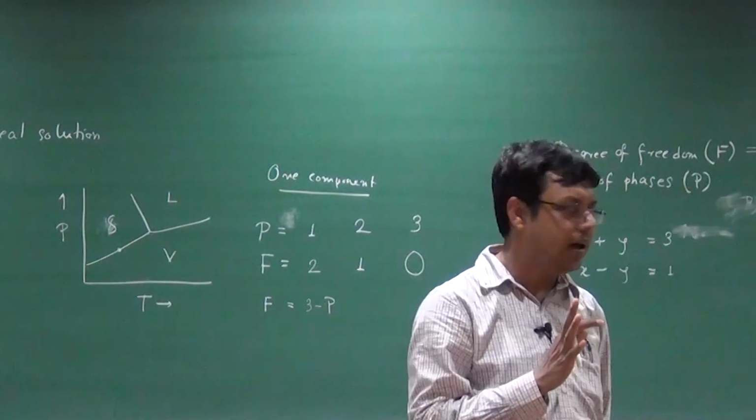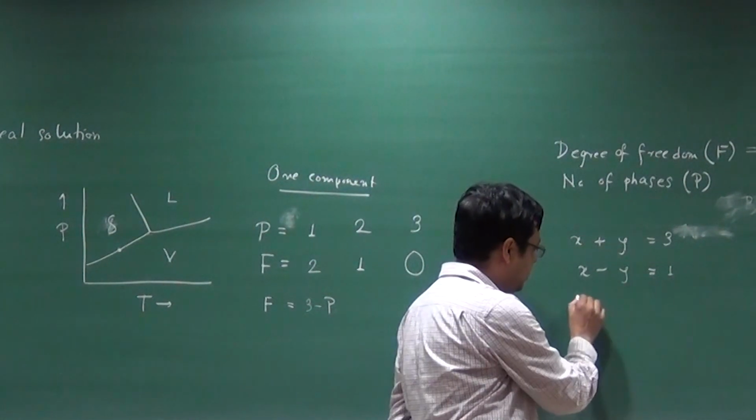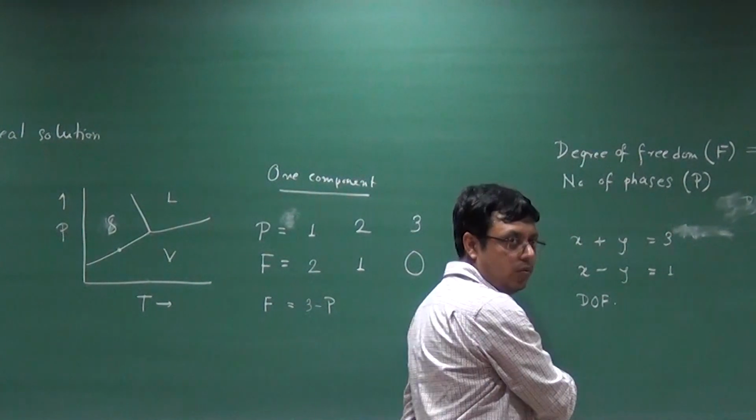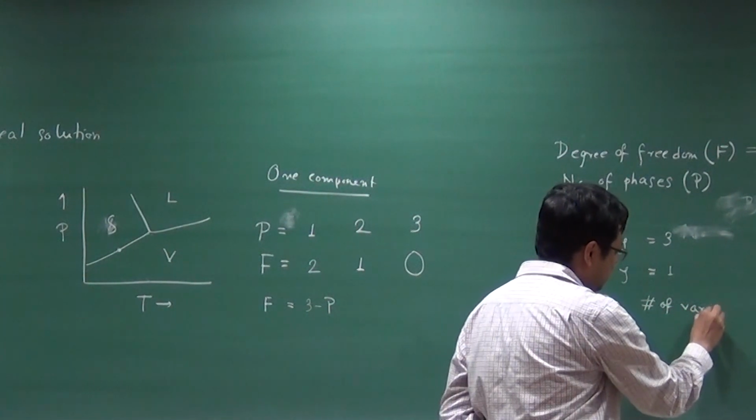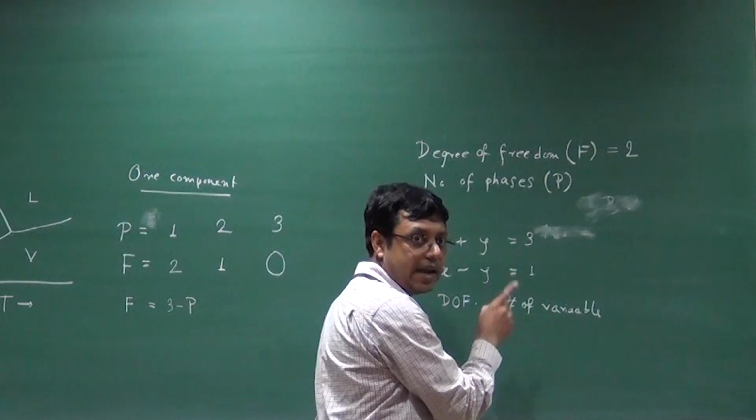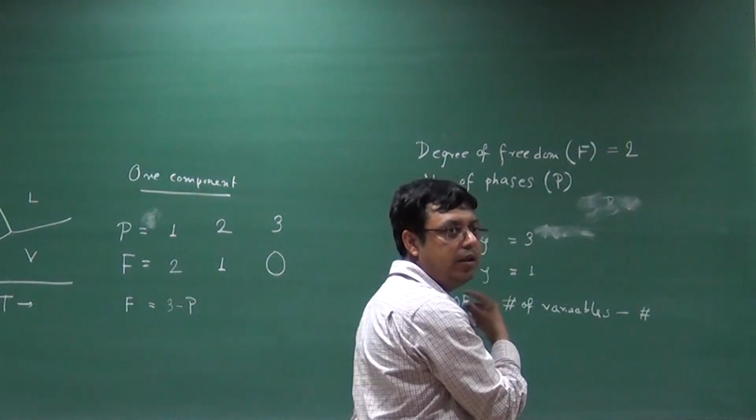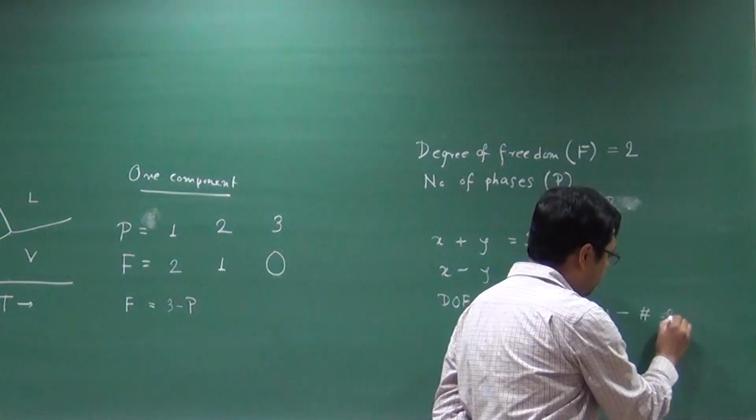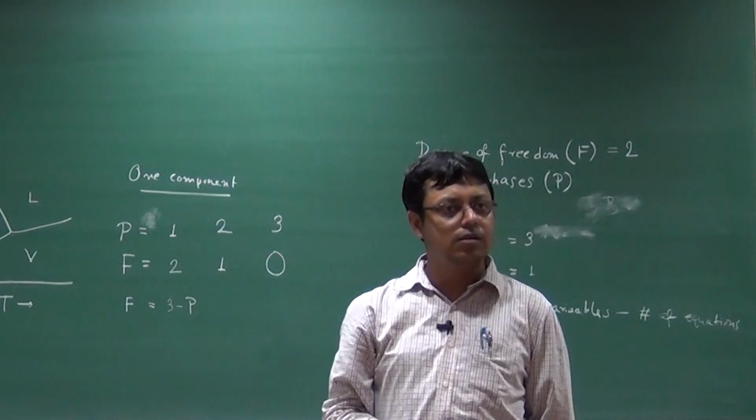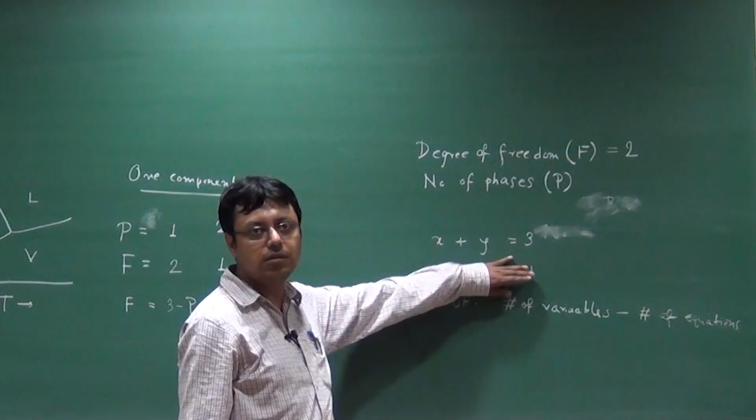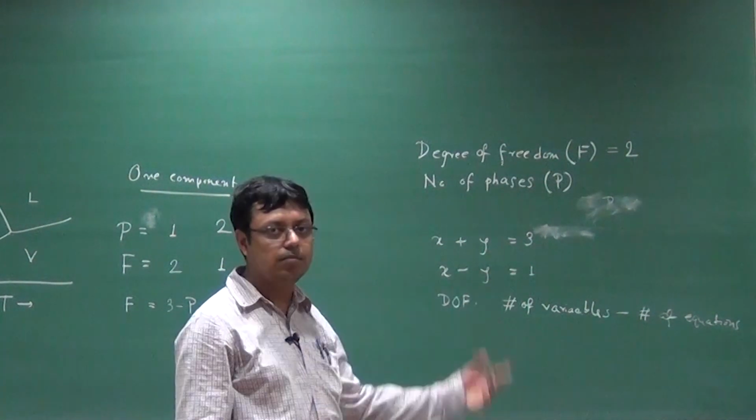So as you can see, this number of independent variables, or basically this degree of freedom, is connected to the number of variables, which in this case is 2, x and y, minus the number of equations they are connected by. Clear? So if I have only one equation and 2 unknowns, 2 minus 1 is 1, one independent variable. With two equations, none of them are independent.